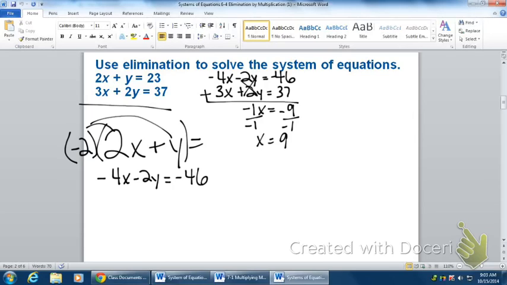So this is essentially still elimination, but it's elimination with multiplication, a little twist onto it. The main concept that I want you guys to remember is whatever you decide to multiply, you need to multiply everything. Not just one side, not just one number. Has to be both sides, has to be all the numbers.